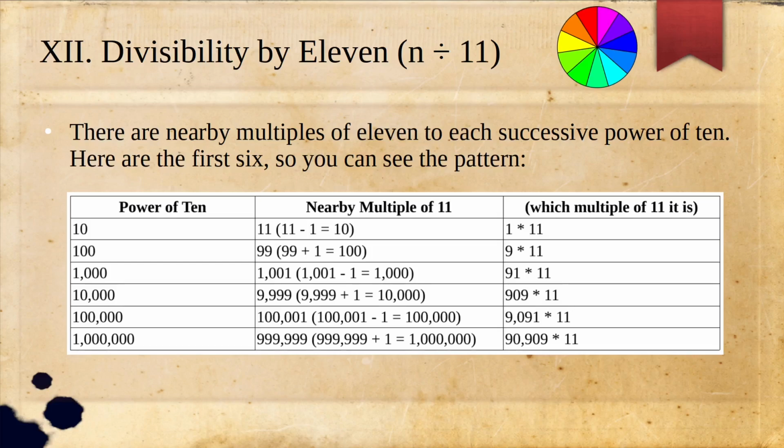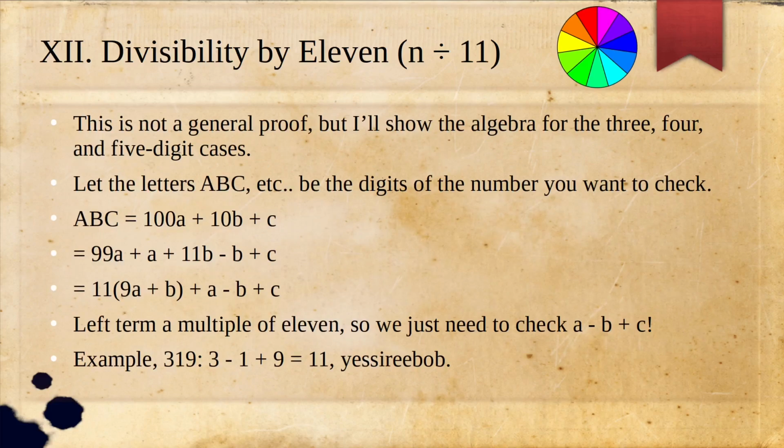Here are the first 6, so you can see the pattern. For example, 99 is 9 11s and also 1 less than 100, and 100,001 is 9,091 11s and also 1 more than 100,000. The general proof is out of my ken, but I'll show you the algebra for the 3, 4, and 5-digit cases. Let ABC be the hundreds, tens, and ones of the number you want to check.